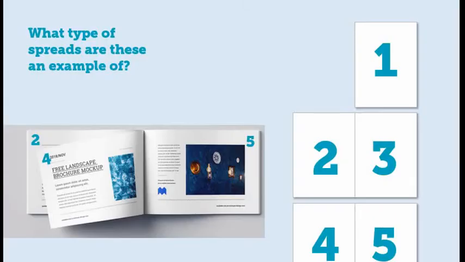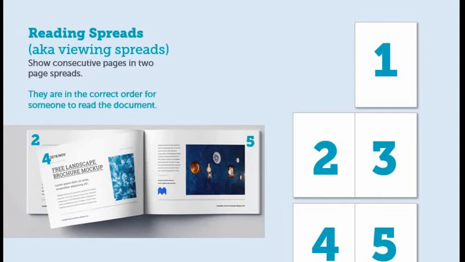So, what type of spreads are these an example of? I have a photograph of a book, and I have some thumbnails of pages numbered. These are reading spreads or viewing spreads. Reading spreads are showing the consecutive pages in two-page spreads. They are the correct order that someone is going to read a document. So the photograph is a physical document that someone can read.